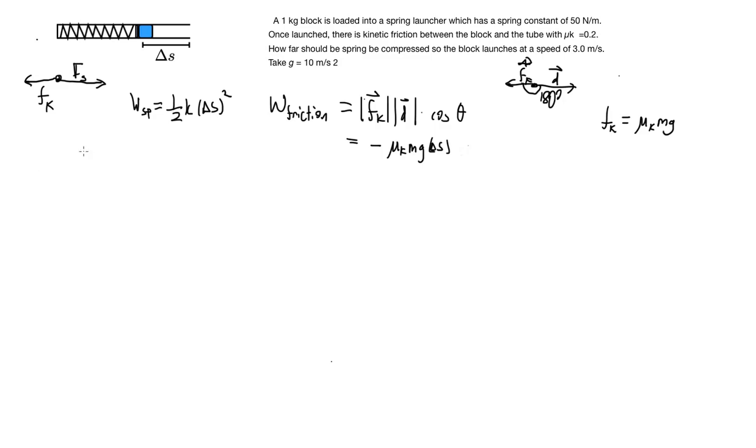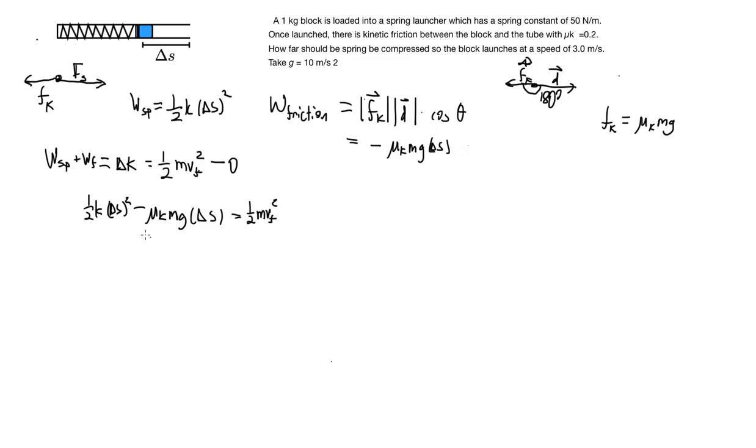Okay, so now let's plug this all into the work-energy theorem, which says the work done by the spring plus the work done by the friction is going to be equal to the change in kinetic energy, and that's going to be equal to 1/2 m v final squared, and we'll assume it starts at rest, so that's minus 0. So I can write down my other two terms: 1/2 k delta S squared minus mu k mg delta S is equal to 1/2 m v final squared.